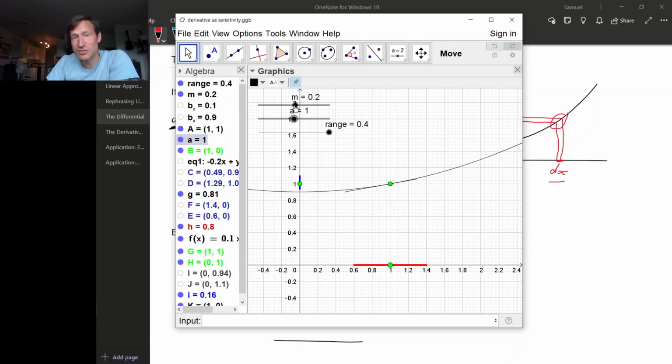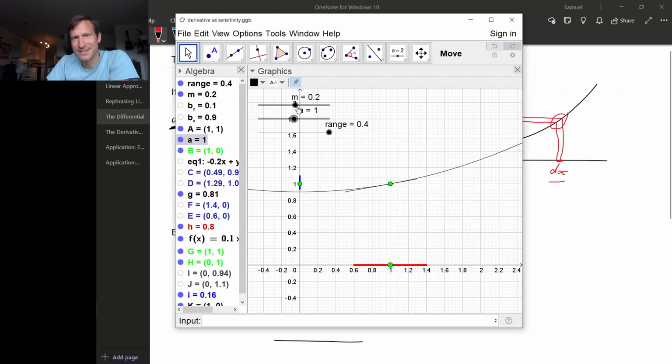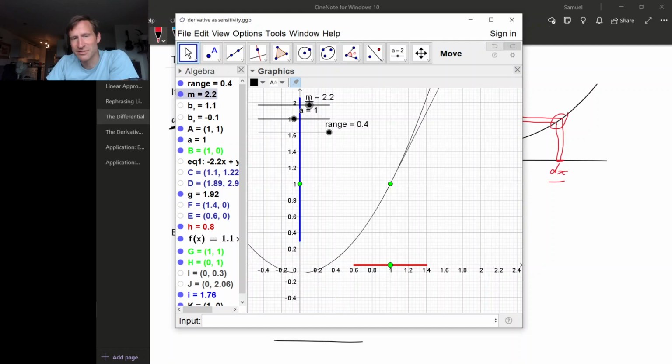Now if we change this derivative to be large, oops, here we go. So now if we make this derivative larger, 2.2 maybe, the size of the changes in the x direction are still the same, but you can see the resulting changes in the y direction are much larger. So y is much more sensitive to changes in x, and that's because this derivative, this sensitivity factor, is much larger than it was before.